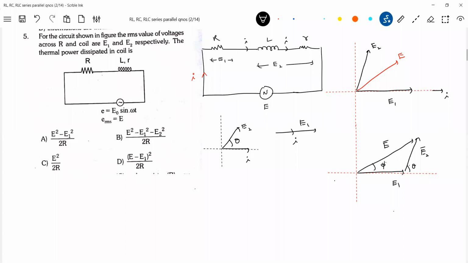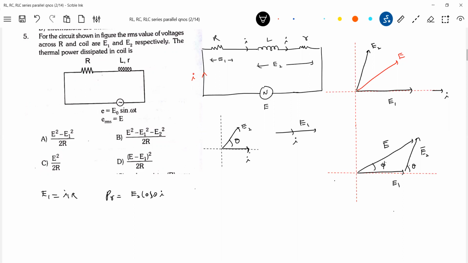Let's write the equations one by one. E1 equals I times R. Then the thermal power dissipated across the coil will be dissipated only in R, no? So the component of E2 will be there. Power dissipated across the coil, what shall we write? E2 cos theta into I. Do you remember yesterday we used this method? E2 cos theta is the component of voltage along the current across the coil. I is the current through the coil, and E2 is the total voltage. So E2 cos theta into I will be the power dissipated across the coil.